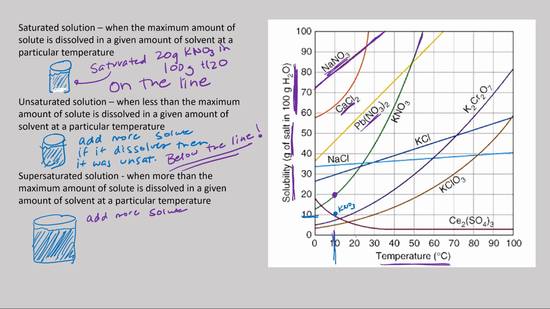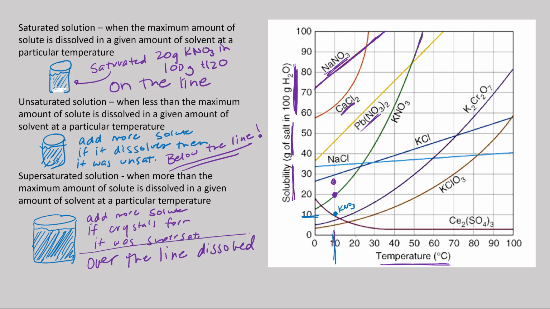But anyway, you would basically add more solute. And if everything comes out of solution, so if all of a sudden stuff starts crystallizing, it was supersaturated. And I'll put a link to a video. It'll be a short one, like the other short 50-second video, where you can see a supersaturated solution do this. So for potassium nitrate, if you have anything over the line, and it has to be dissolved, then it would be supersaturated.